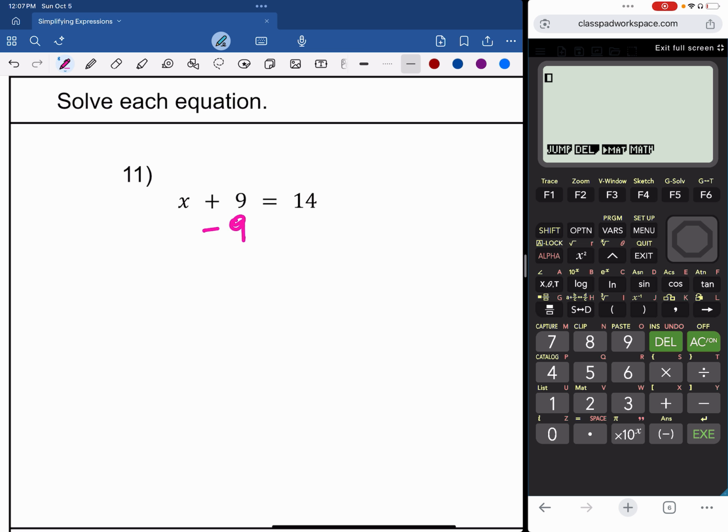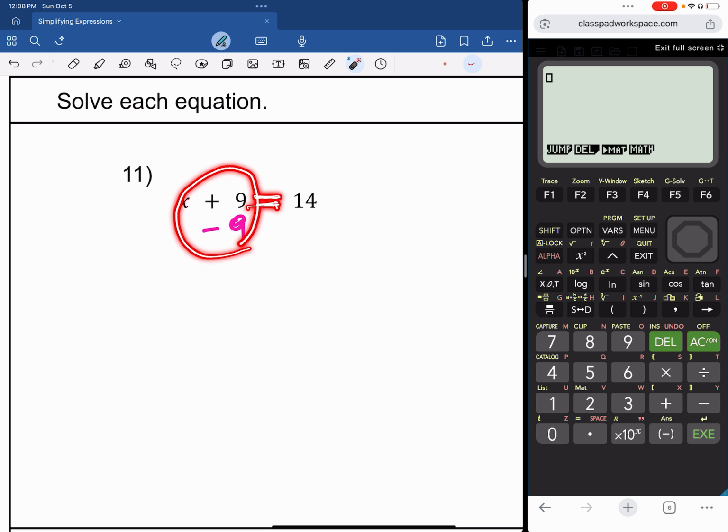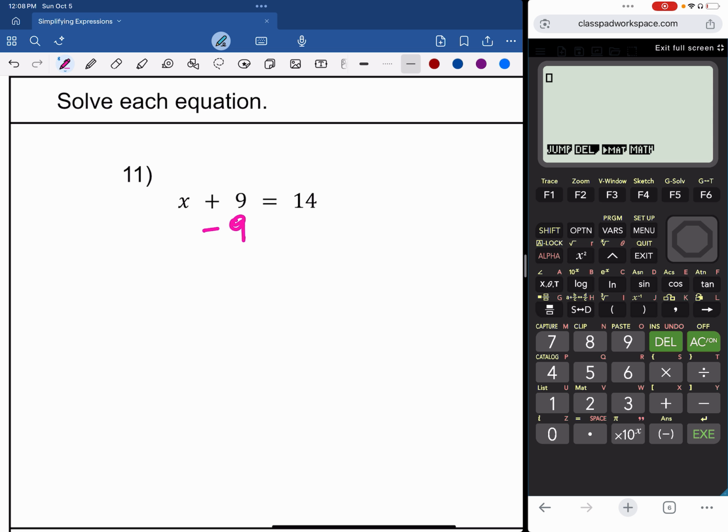Now, since we have an equation, right, an equation is always equal on both sides, right? So when we have equations, we need it to be balanced on both sides. All that means is whatever operation we do to the left side of an equation, we must also do it to the right side. So whatever you do to one side, you do the same thing to the other side. So since I subtracted 9 on the left side of the equal sign, I'm also going to subtract 9 on the right side of the equal sign.